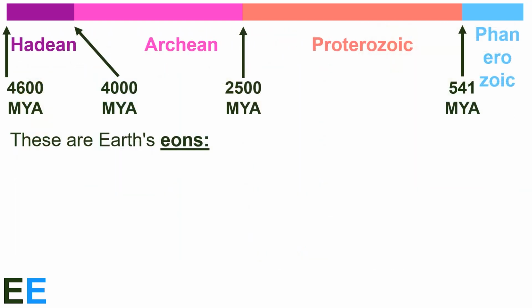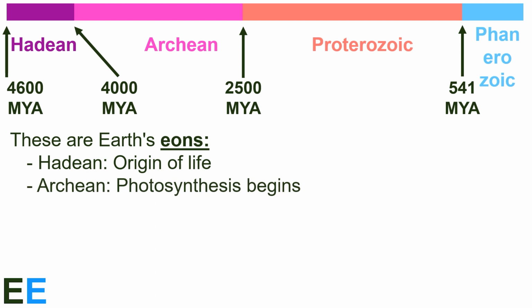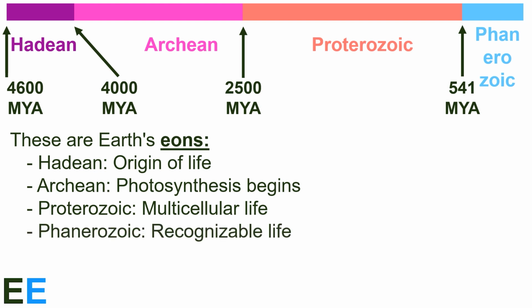Back to our eons. That's a technical term, by the way, which is why I've underlined and bolded it. In the Hadean, which ran from about 4.6 to 4 billion years ago, the Earth was still cooling down, but that's when life appears to have started. The Archean is when photosynthesis begins, and that changes the entire atmosphere of the world, terraforming it, to borrow a term from science fiction stories. The Proterozoic is when we see the first multicellular life, something other than bacteria. And finally, in the Phanerozoic, we see living things that we can recognize: worms, mollusks, arthropods, fish, and everything else.